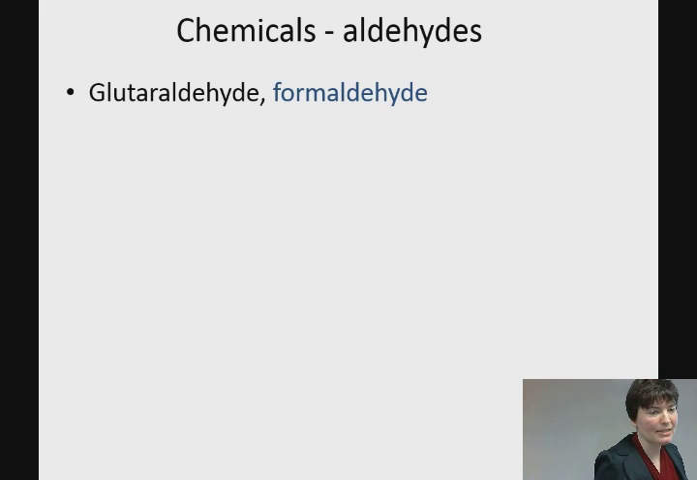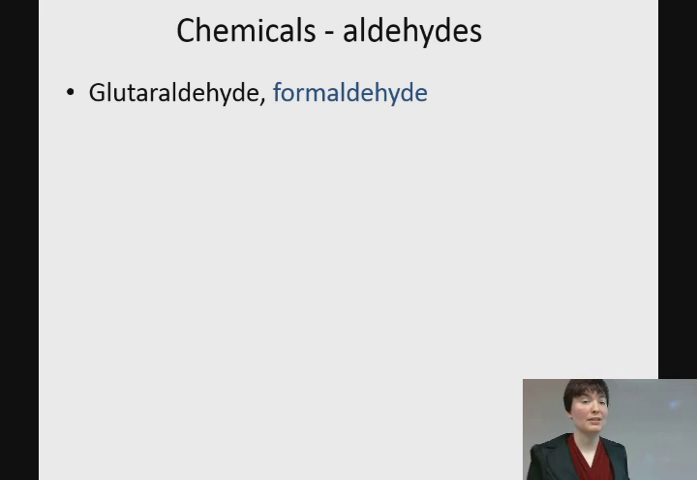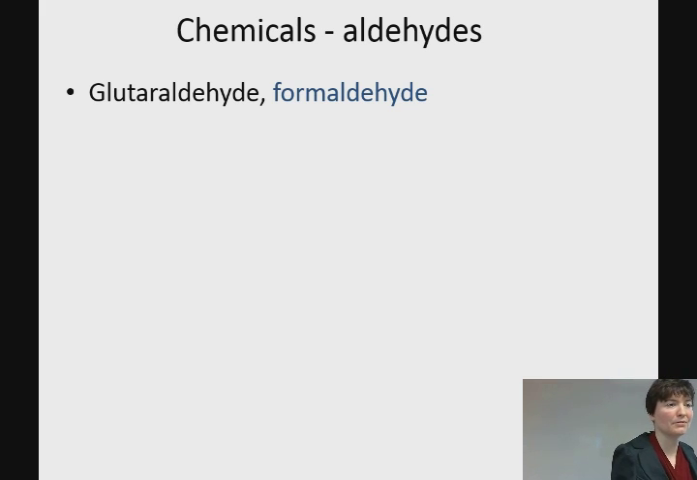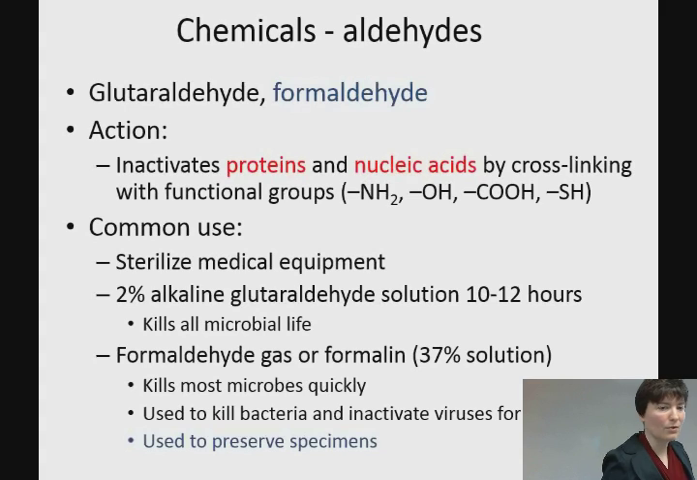We also have aldehydes, and here are the two most commonly used, glutaraldehyde and formaldehyde. What do you know about this one? What is it used for? Yeah, preserving things. So clearly it's really good at preventing microbes from growing because that's the definition of preserving. So what is it actually doing? It inactivates proteins and DNA by cross-linking functional groups together.